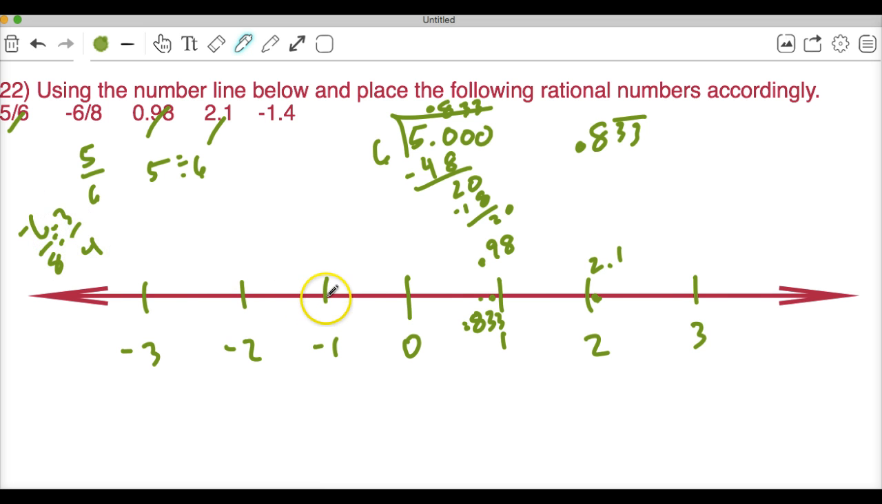Next, we have -6/8, which simplifies to 3/4. So I know that this is between 0 and -1, but it's going to be closer to -1 than it is 0. So it'll be 3/4 away. So that'd be -6/8. And our last one is -1.4. So 1.5 would be halfway. So it's going to be a little bit to the right of your place value. So that's your last question.